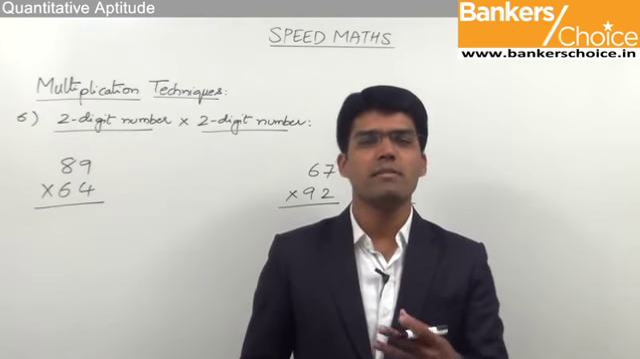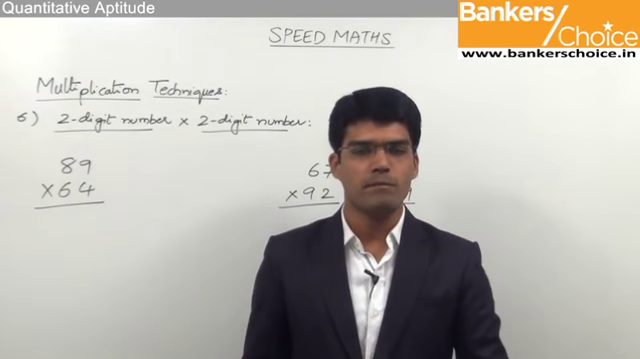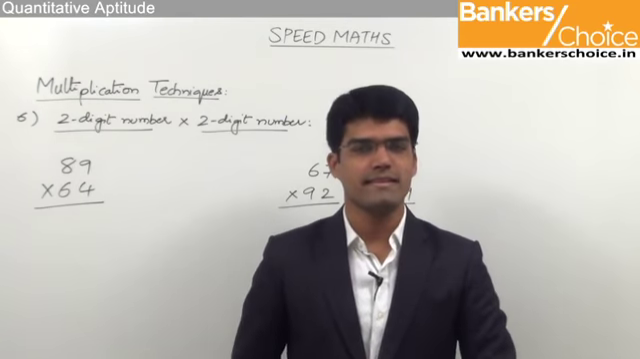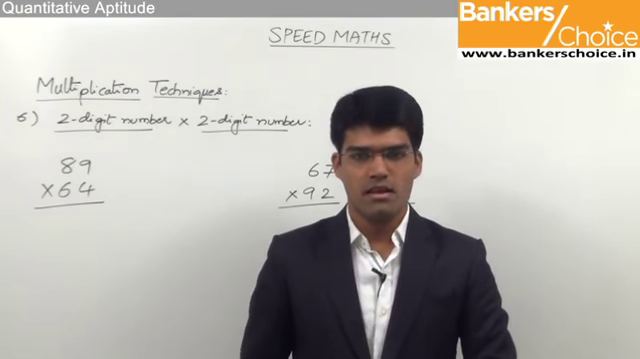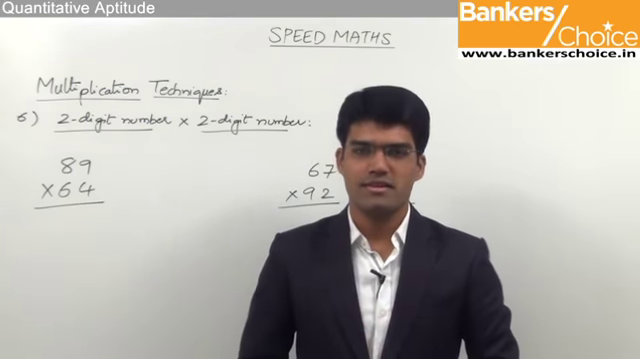And likewise, multiplication with 5, multiplication with 25, or multiplication of numbers close to 100, numbers close to 1000, or multiplication of numbers with 11 to 90. These are all special cases. But this particular technique that we are going to learn now is a general technique which will help us to multiply any type of two-digit numbers. So let us take some examples to understand this.